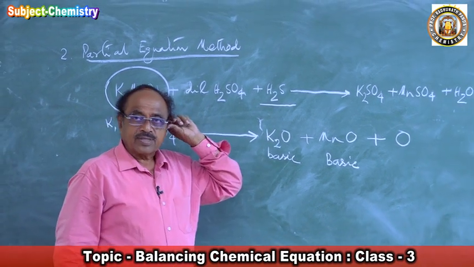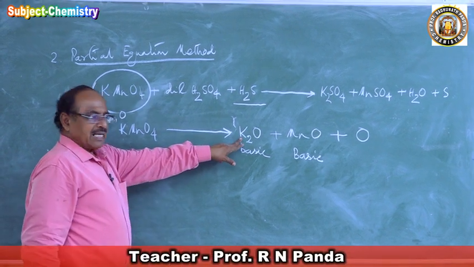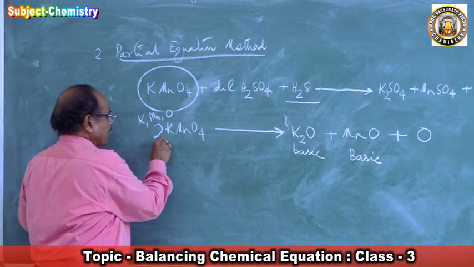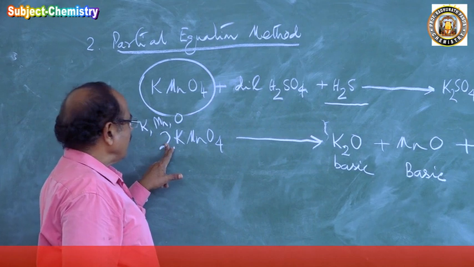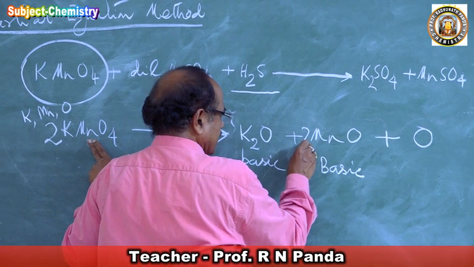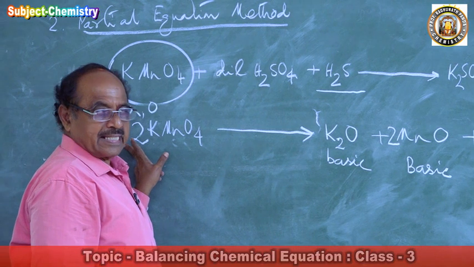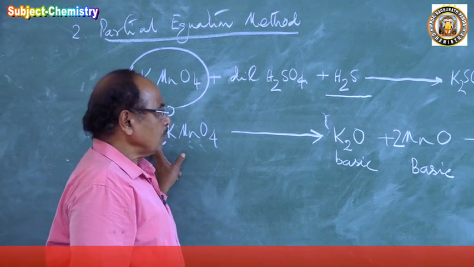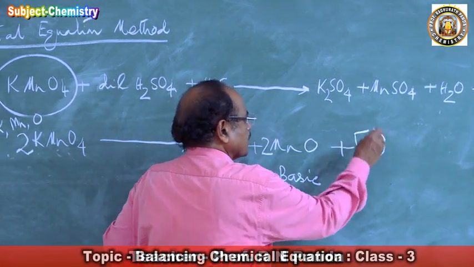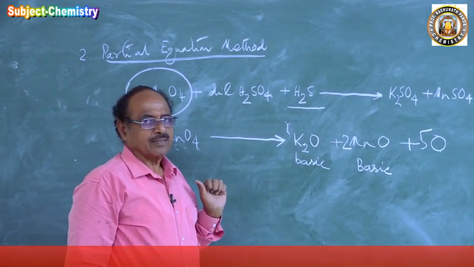Now the skeleton equation, make it atomic. How many potassium on the right side? 2 potassium. So multiply potassium permanganate by 2. Then how many manganese on the left side? 2 Mn. How many manganese on this side? 1. So multiply this by 2. Then how many oxygen on the left side? 8. So 1 plus 2, 3 gone. So multiply this by 5. Now this becomes an atomic equation. We wrote the skeleton equation, then we made it atomic.